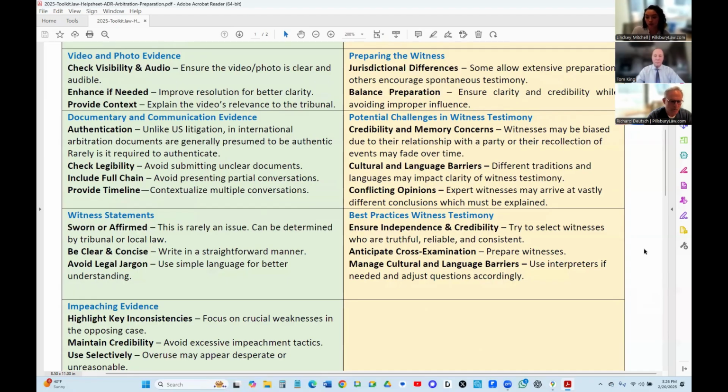And then, above all else, best practices, you want to try and select a witness to the best of your ability who is going to present truthful, reliable, and consistent testimony.